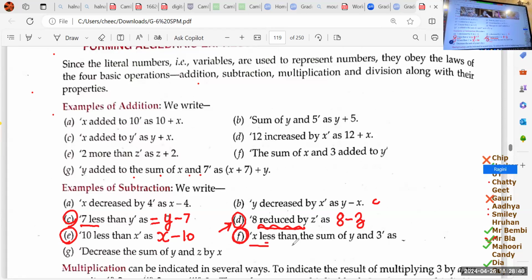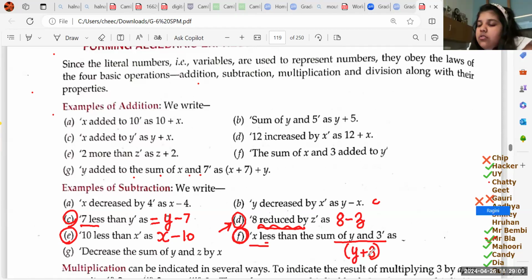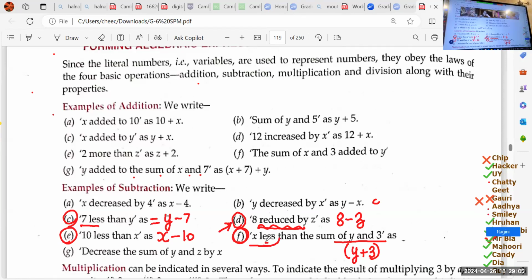See, I have given x less than the sum of y and 3. Let me explain. So first, I will get the sum of y and 3, which will be y plus 3. Any doubts in this, guys? Now, इसमें से मुझे x less करना है, तो minus x कर दूंगा.